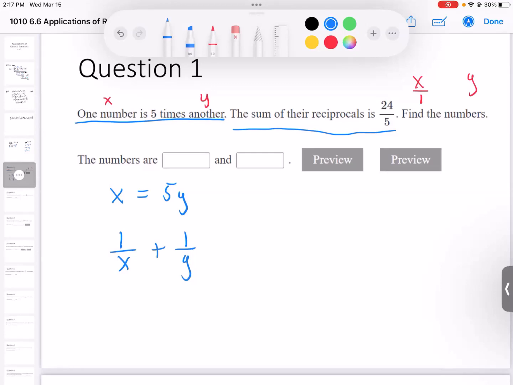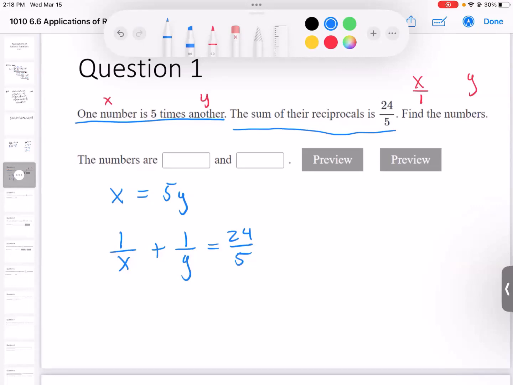But that's not all of the information from that sentence. What else do we know from that sentence? Perfect. Or in my case, it'd be 24/5, but you guys might have different fractions. Does that make sense how we got those equations from there?